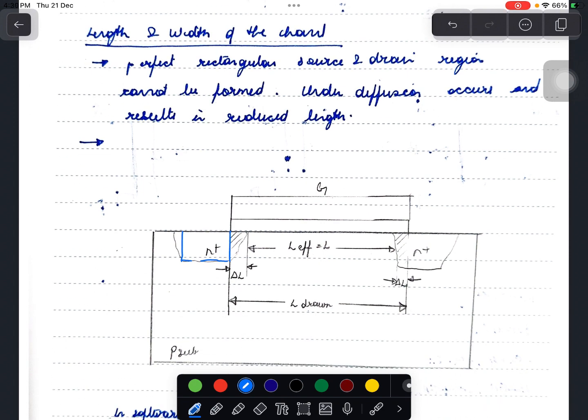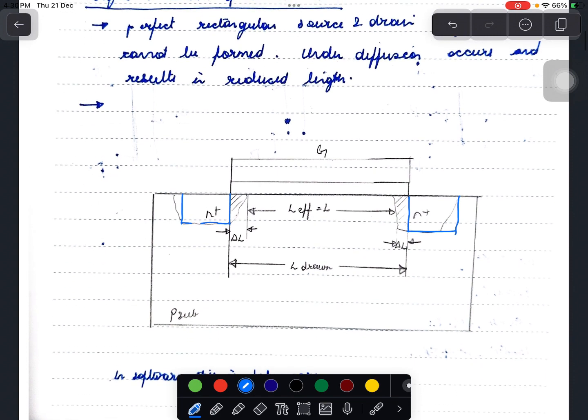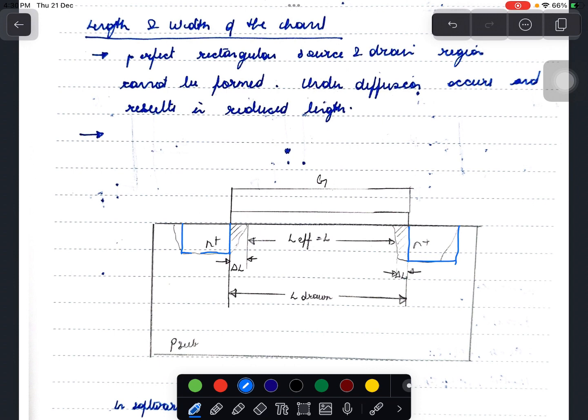So all this time we were considering the length of the channel to be from this edge to this edge. However, due to under diffusion, the effective length is reduced. So the effective length L equals L drawn minus 2 times delta L. This reduction in length is taken care of in software tools like Cadence.